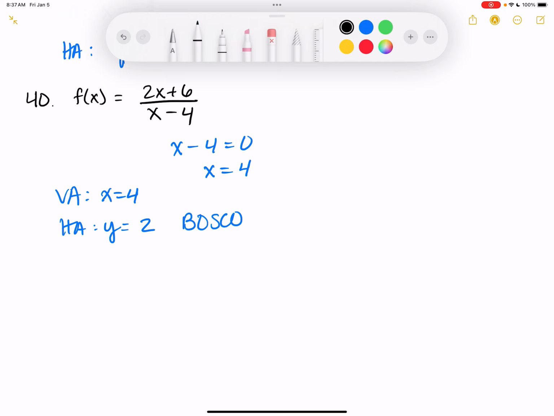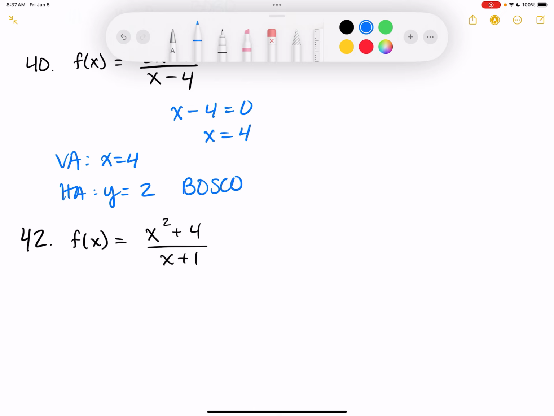Let's see, 42. F of x is equal to x squared plus 4 divided by x plus 1. So how would I find the vertical asymptote for this one? X plus 1. So the x is equal to -1. Yep. So the denominator equal to 0 and solve. So vertical asymptote at x equals -1.